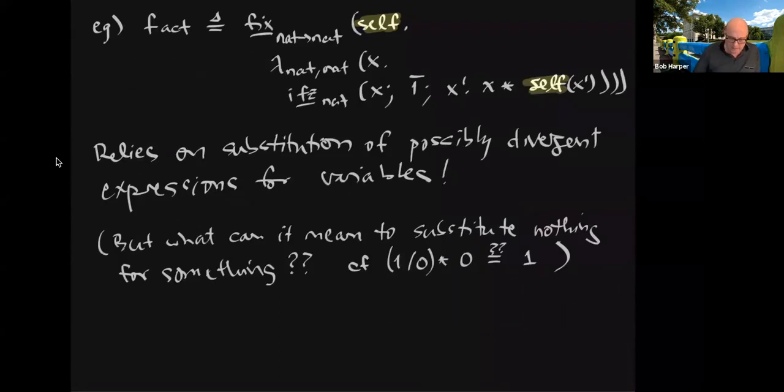So if you do this, then I can write factorial using fixed in the following way. I can just take a fixed point. And it's customary, especially in a lot of well-known programming languages, to use a word like self or this, to name the variable that you are taking the fixed point of, the functional that you're taking the fixed point of. Why? Because that's how you call yourself.